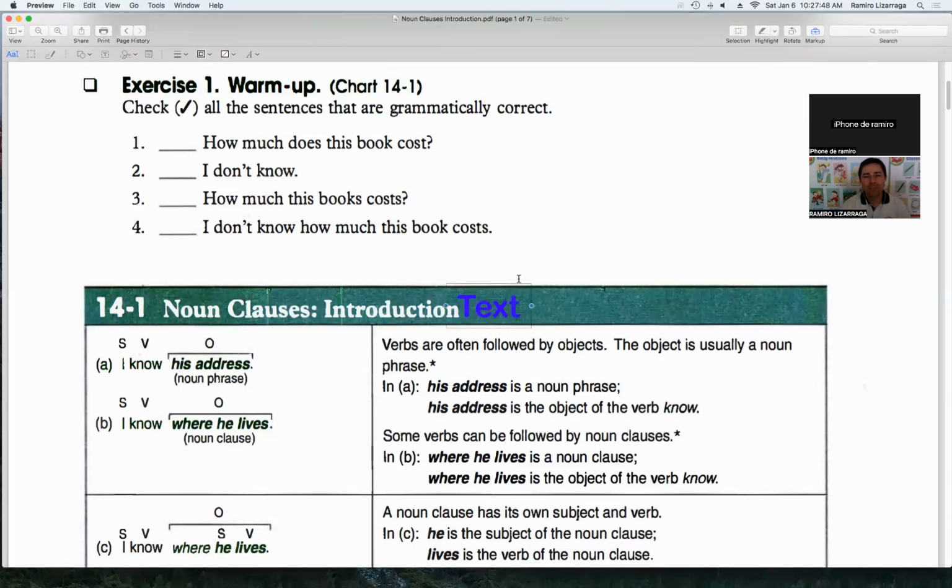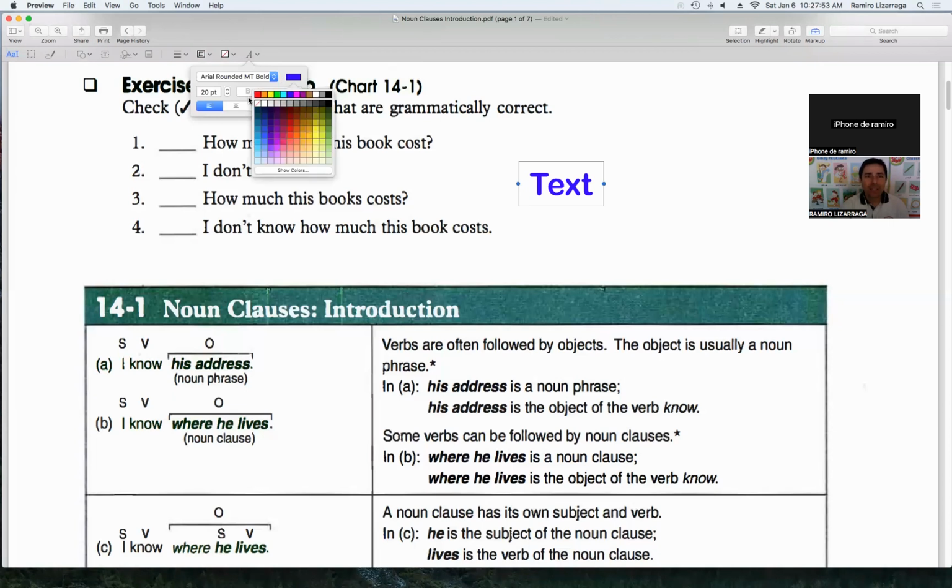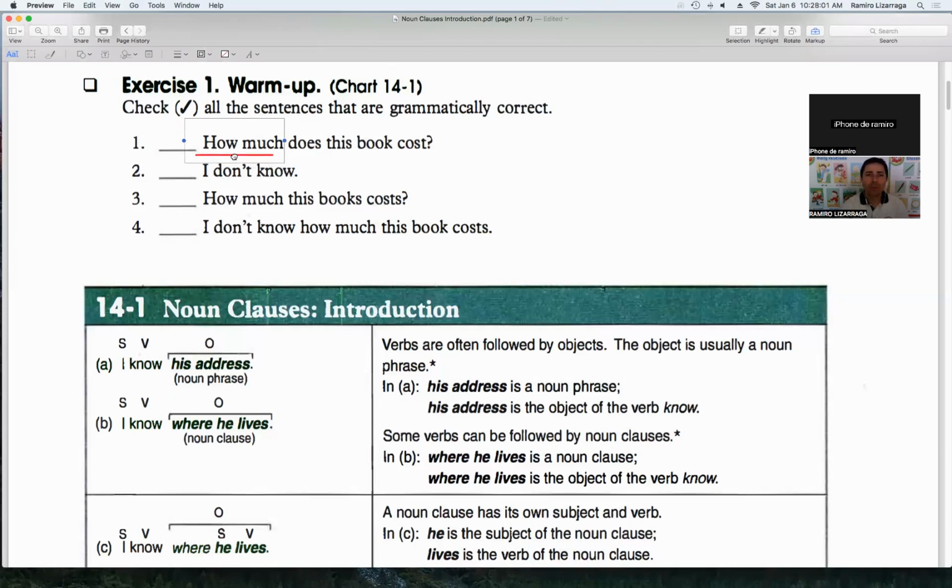What do you think? Take a look at them, please. Tell me, this is correct, this is not correct. Do you think number one is correct? How much does this book cost? This is a question. We have a question mark here. Adrian, what do you think? Is this correct or not? I think it is correct. It is correct, I agree with you. What about number 2? I don't know. Is that correct? Yeah.